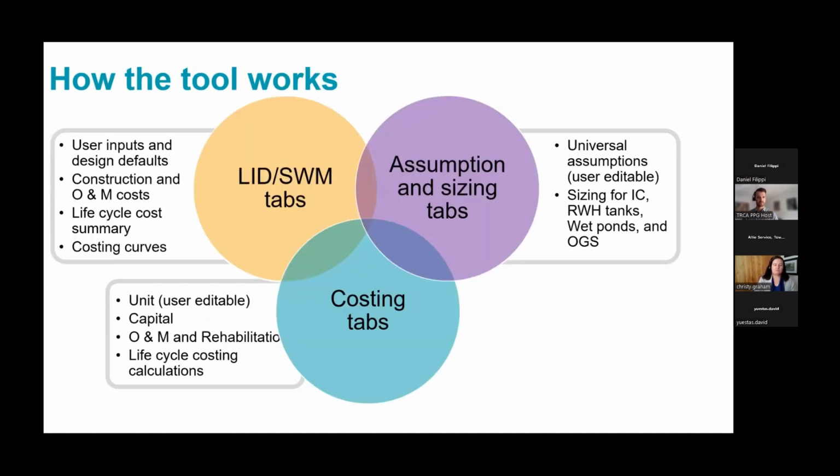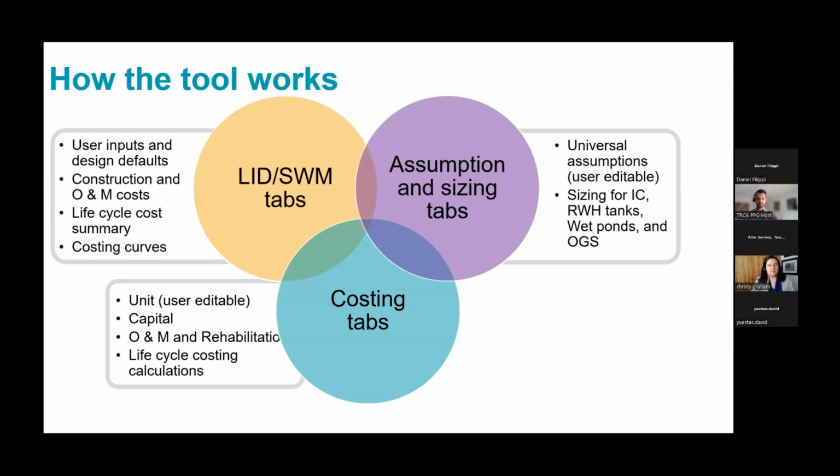Okay, so how the tool works, we have the main tabs, which are called the LID and swim tabs, assumption and sizing tabs, which are grayed out, and then costing tabs, which are also grayed out. And these just sort of work with each other. They pull cells from each other. They take data from each other.